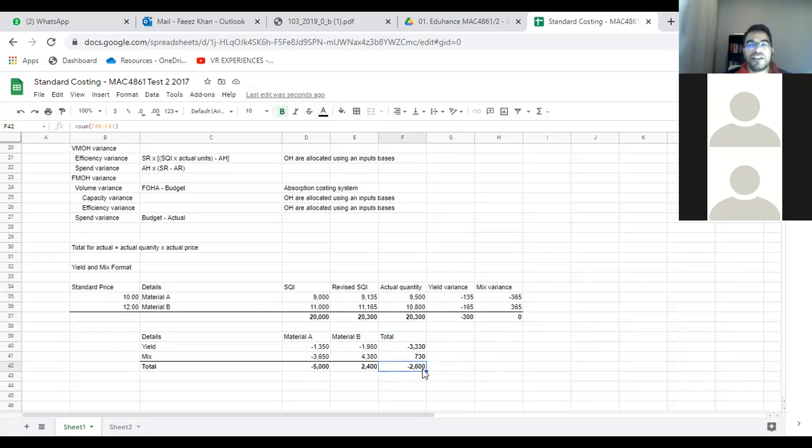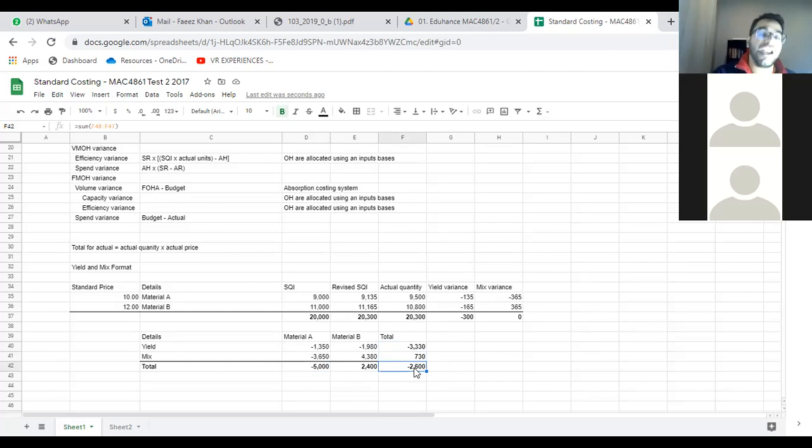If it's not equaling that, in some way we went wrong, because remember, the mix and yield is just a further breakdown of the quantity variance. All we are saying is the quantity variance is 2.6 negative, but that 2.6 is a negative 3.3 for the yield, with a positive 730 for the mix. But ultimately, it's a negative impact. So that's how you can do a mix and a yield.